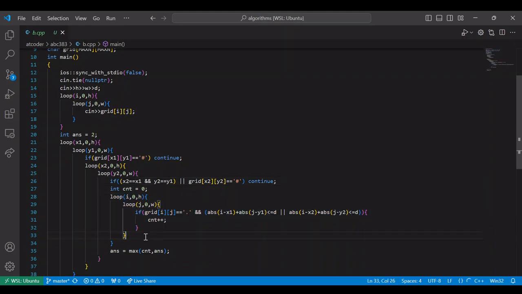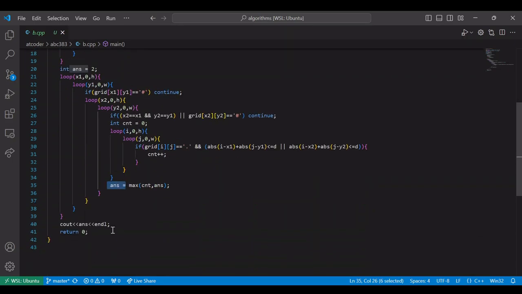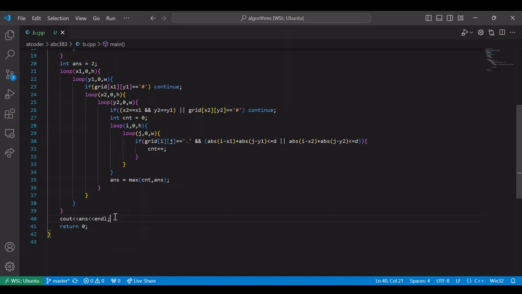The next part is counting the number of cells that are humidified by these two humidifiers. We check if a cell's location is within a distance d of one of the humidifiers, and if so, we increment the count. We keep track of an answer, and we need to initialize it to 2 since the places where we put the humidifiers are considered humidified. Then we compute the maximum for the answer, and afterwards we print out the answer.